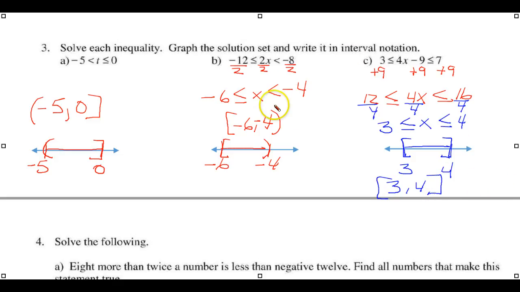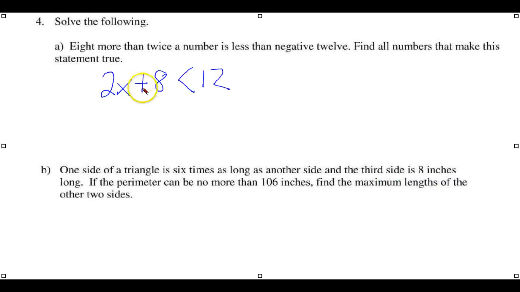And again, if you watch this again, that may be useful. Again, you want to know the strategy of what goes on here. So 8 more than twice a number is less than negative 12. And I think you can solve that. Transpose, divide by 2, and those are your answers.